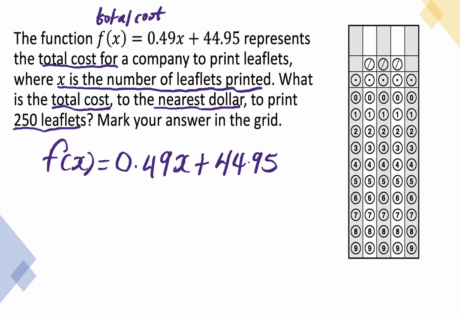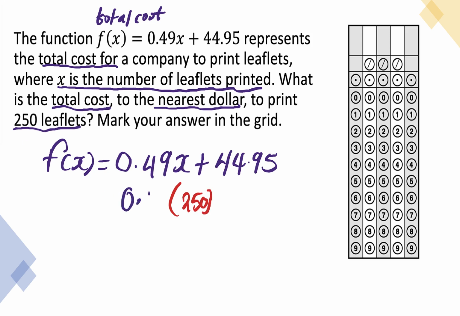They told us what the x is. The x is the number of leaflets printed. How much do they want us to print? 250. So wherever I see x, I'm going to replace it with 250. So here my x is 250.